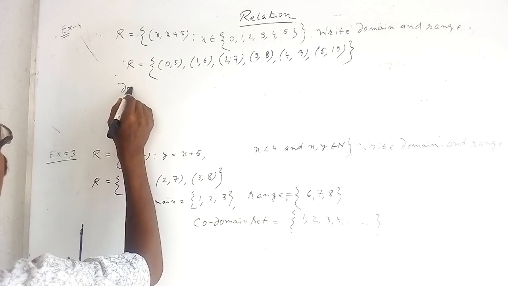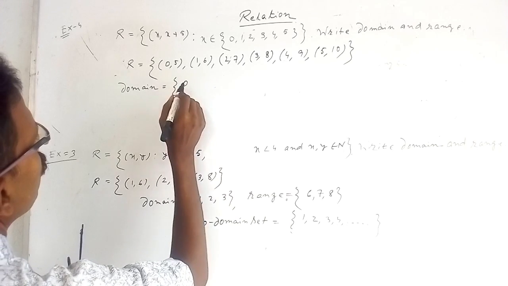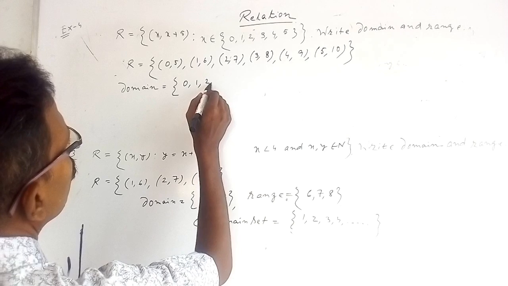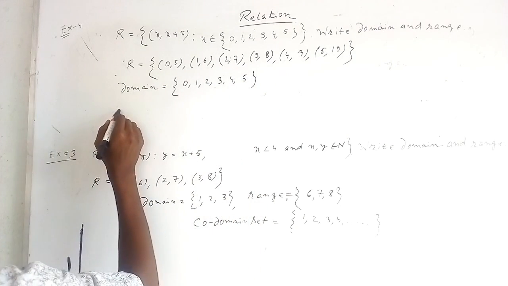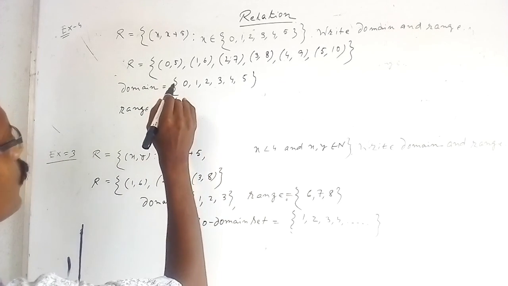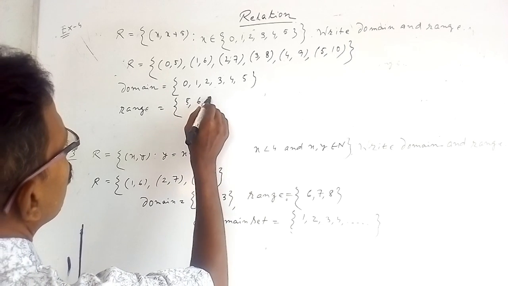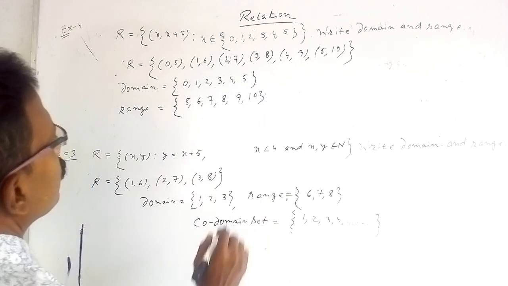So the domain is the collection of the first elements, that is 0, 1, 2, 3, 4, 5, and the range is 5, 6, 7, 8, 9, 10.